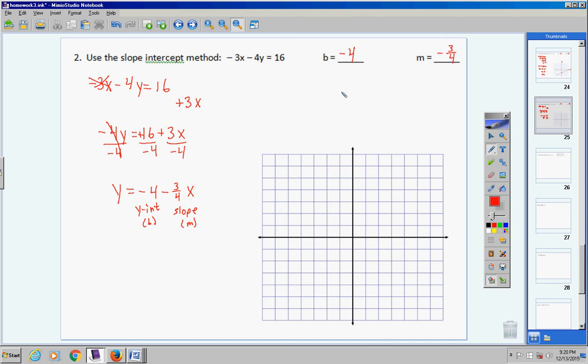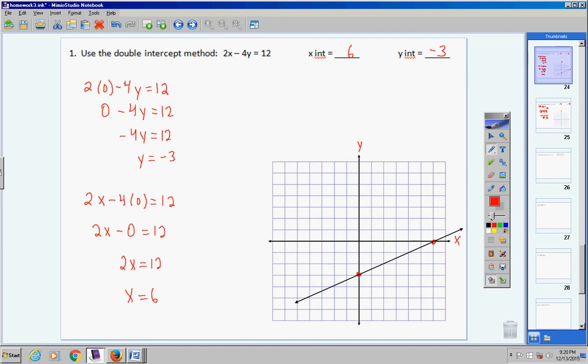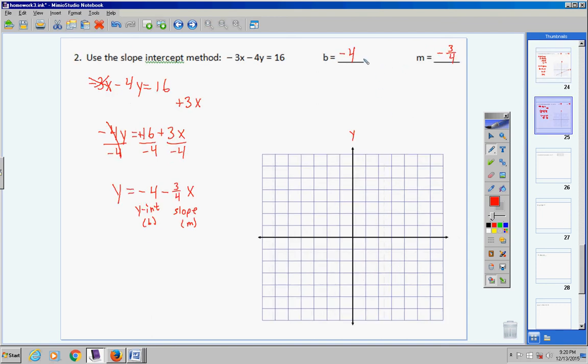Okay, now the next thing, we take this information right here and we graph the linear equation. So my y-intercept b is negative 4. Now we learned in the last problem that when you know the y-intercept, you go to the y-axis and put a point there. So if I know the y-intercept is negative 4, go to the y-axis and put a point there. Now my slope is negative 3/4, okay? Guys, we know the top number is what? Rise. The bottom number is what? Run.